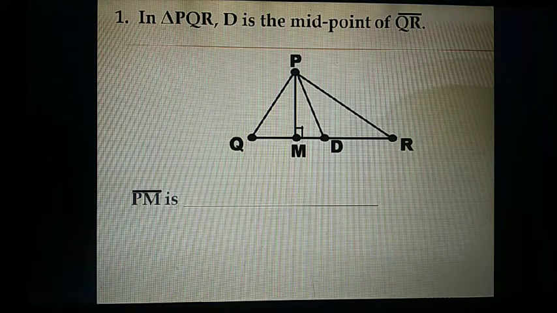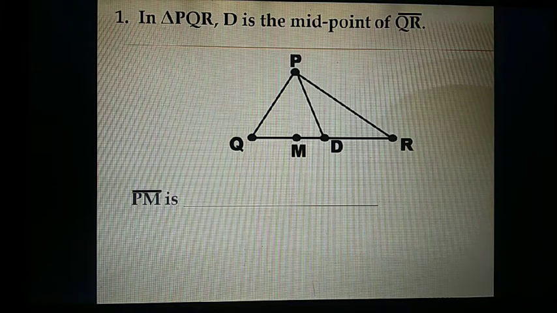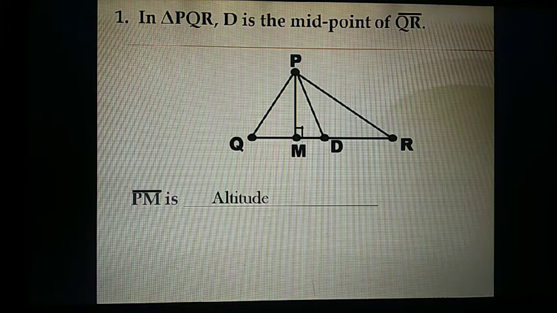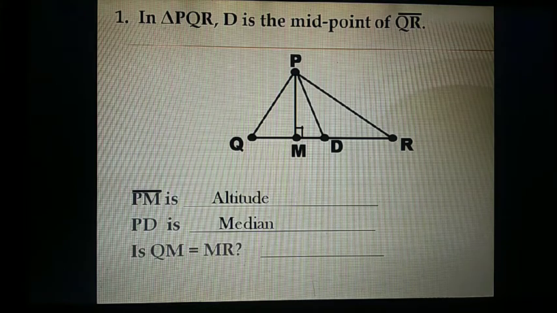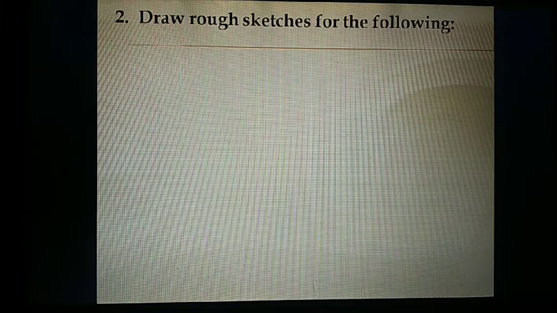Now, checking PM. Here PM is making 90 degrees. It's perpendicular to the opposite side. So, it's an altitude. Next, what is PD? PD is a line segment which is joining P to the midpoint of the opposite side. So, it is a median. Next, we will check whether QM is equal to MR or not. Now, comparing the two, you can see that they are not equal. So, the answer is no.